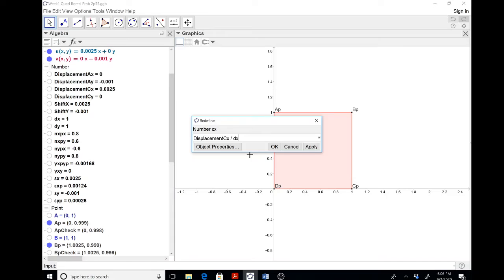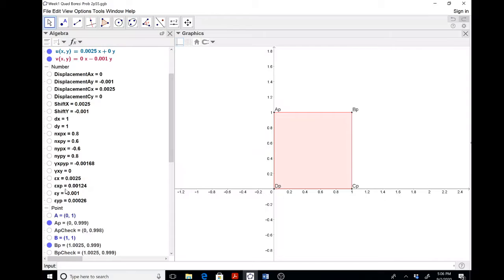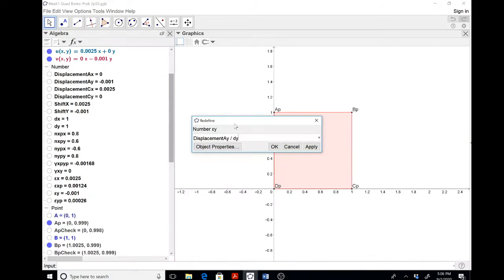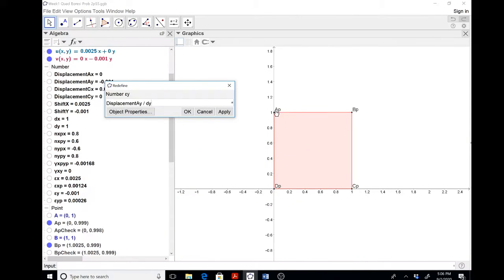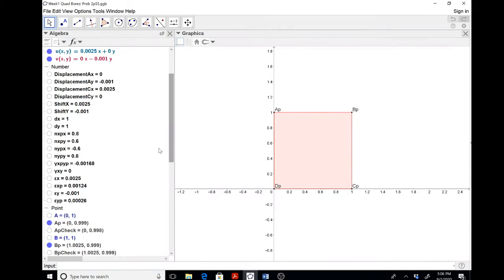So you could slow this down if it's a little fast, but I want to zip through it because I want you to see the overall picture. So the strain in the x direction is the displacement of the point C in the x direction divided by the original length. And of course the y is analogous. It's the displacement of the y point divided by the original length in the y, and I'm calling that dy.